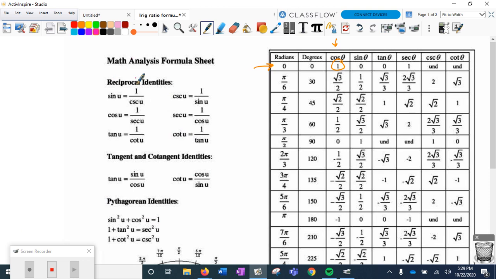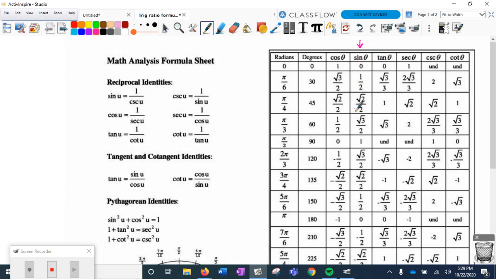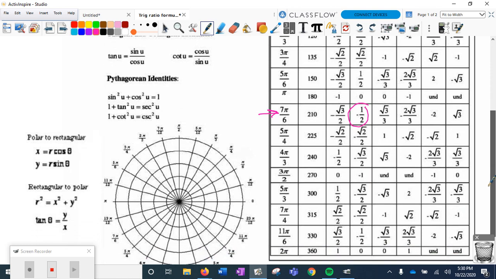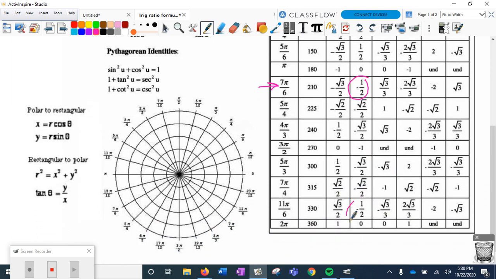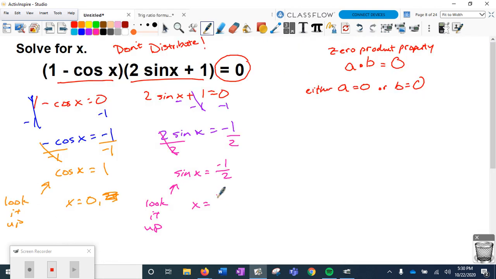Okay, let's go to our trig ratio formula chart. We're looking for sine. Again, which one was it? Sine equals negative 1/2. Okay, none there. There's the first one. So 7 pi over 6, and 11 pi over 6. Those are our two solutions that we're going to pull up. 7 pi over 6 and 11 pi over 6.